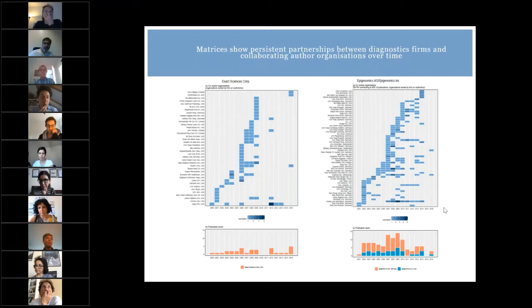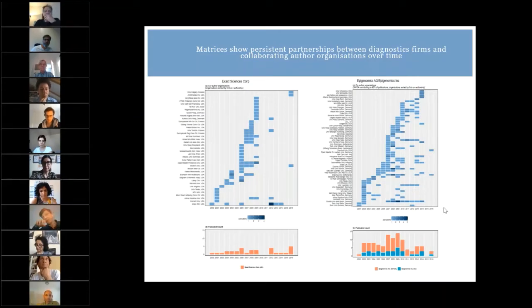Here, what we try to do is we look at the collaborators each company has over time, and what you can see is these blocks on these charts represent repeat publications with a particular entity over a number of years. So, for example, at the bottom of the blue chart on the left, you can see Exact Sciences has repeatedly collaborated with the Mayo Clinic. It's rather small on the slide, but that organisation, you can see they've worked with relatively frequently.